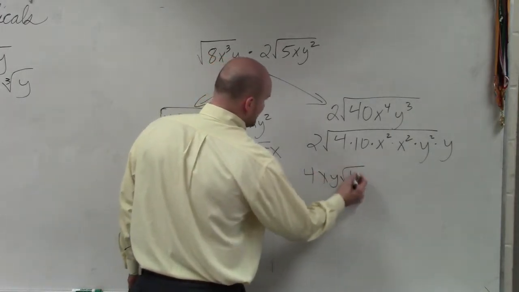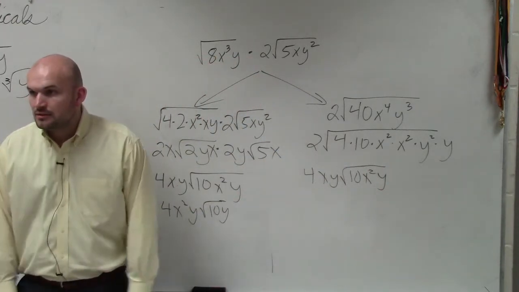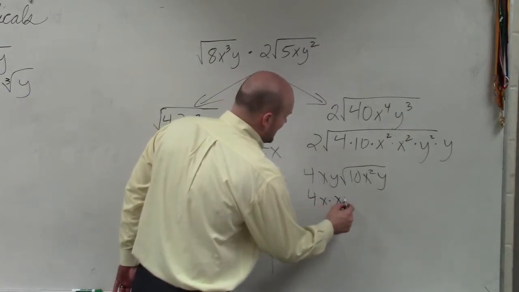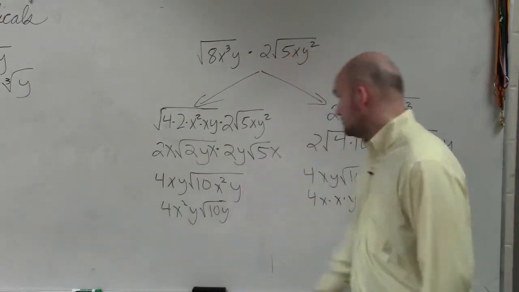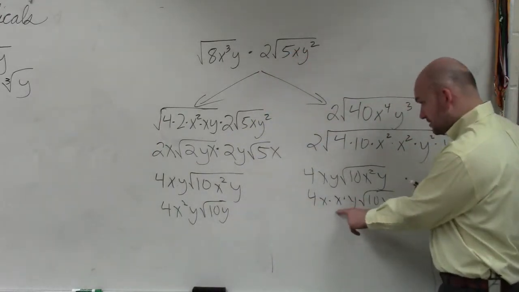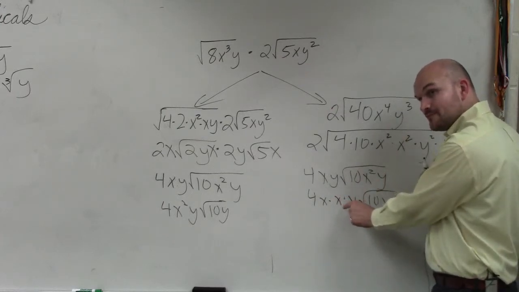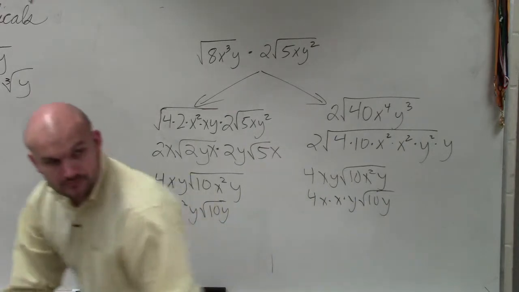4xy times the square root of 10x squared y. What is the square root of x squared? X. So I have 4 times x times y times the square root of 10y. Do you see where this x came from? That's the square root of x squared, which is x. It's outside of the radical now. Then you multiply them to give you x squared. But then you take the x squared out.